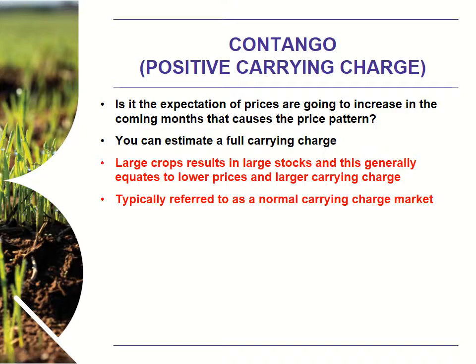Some notes on contango. It's not the expectation that prices are going to increase; it's because of a carrying charge. That's why it happens. So a large crop results in large stocks, and this generally equates to lower prices and a larger carrying charge. It's typically referred to as a normal carrying charge market because that's what you normally see in the futures market.